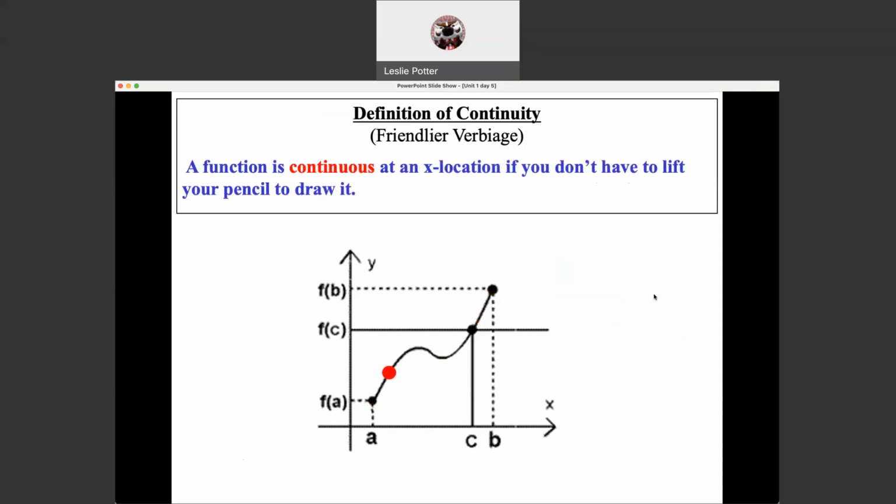So that function is continuous from A all the way to B. It's continuous at A because the limit and function values are the same. It's continuous at B for the same reason. And at least that gives you a visual, a kinesthetic definition that hopefully you'll remember. I'm drawing this function. I don't have to lift my pencil. I must have continuity. Okay?